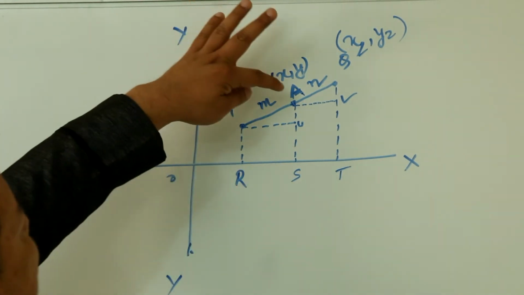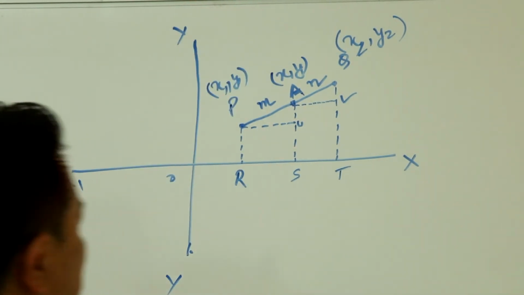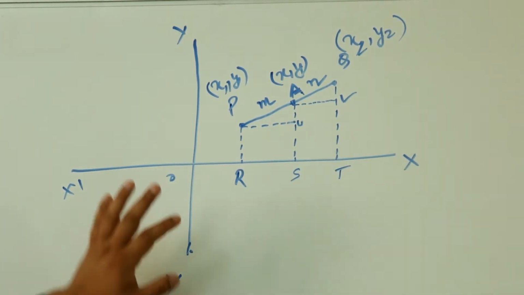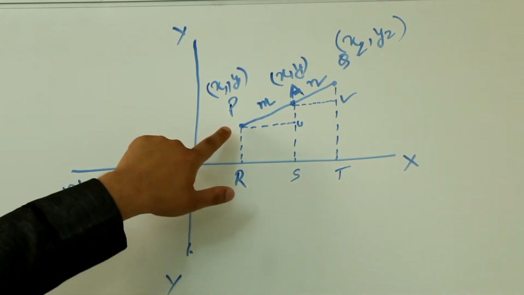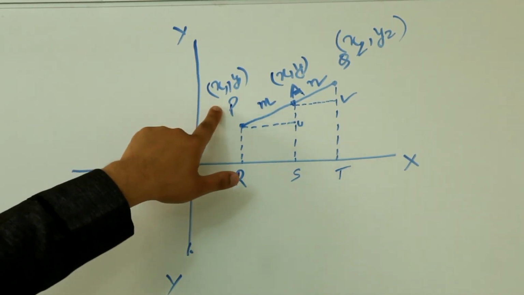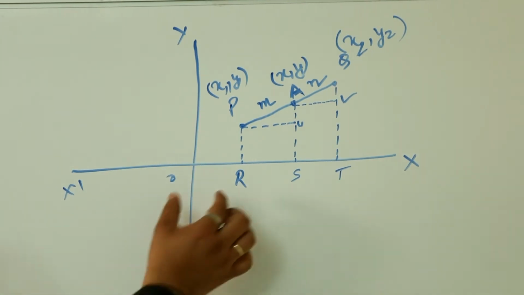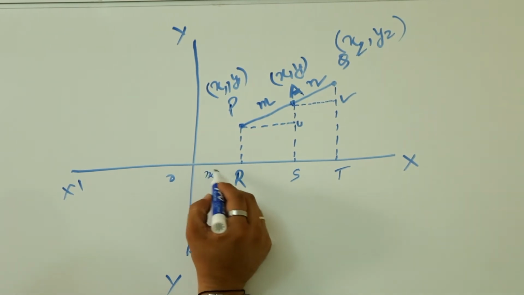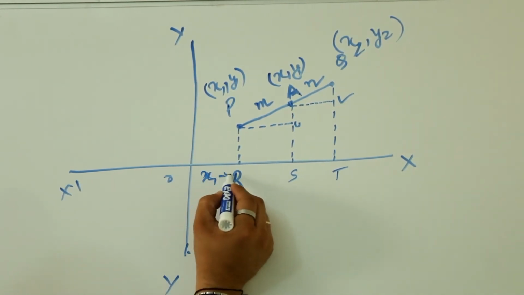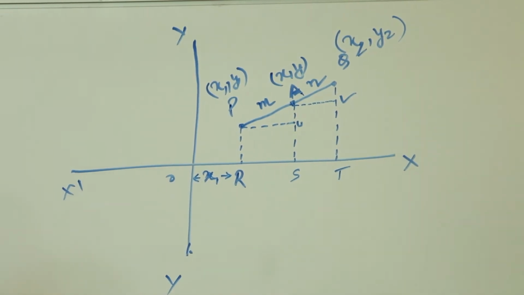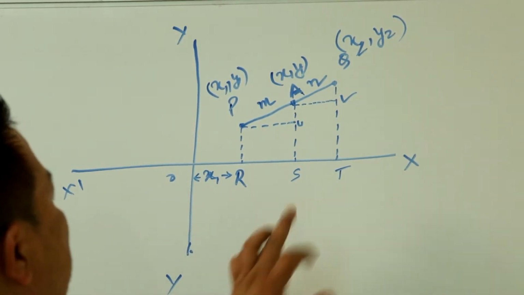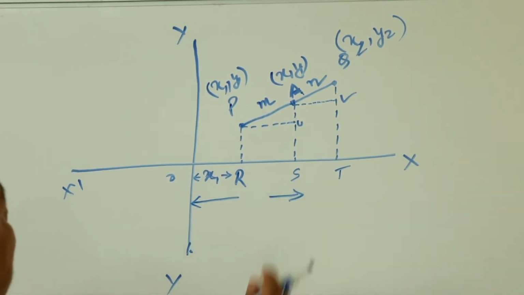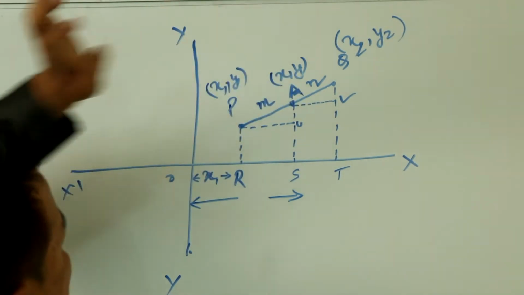Now we need to find the coordinates of A. First of all, to find the coordinates of A, we need to find out the coordinates of some points. Now, this point P, the coordinates is xy. So what is the distance OR? How much is OR? The distance OR is x1. Similarly, what is the distance of OS? It is x.